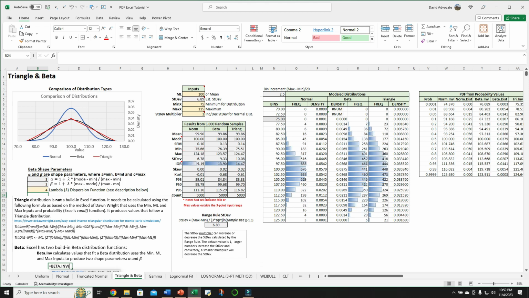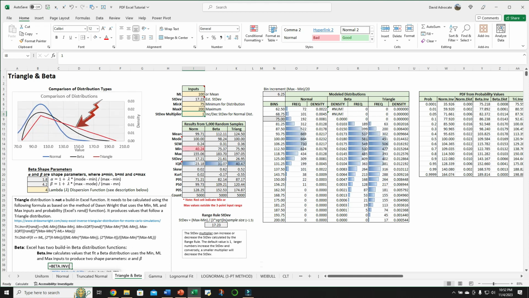And let's play around with the symmetry. Right now, we have a symmetrical distribution. Let's change the max to 200 and see what happens to our charts. So again, Shift F9, and we see both the triangle and the beta are asymmetrical. The normal distribution stays symmetrical though, although it's going off the edge of the chart. That's because the normal distribution is always symmetrical by definition. We can also see the asymmetry over here in these frequency plots.